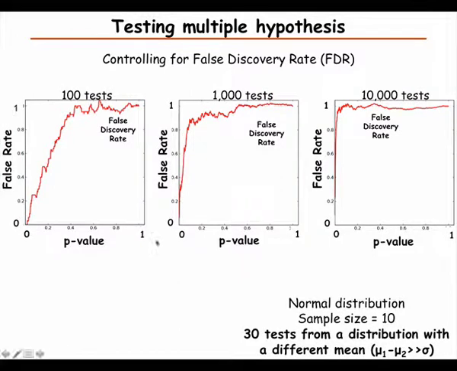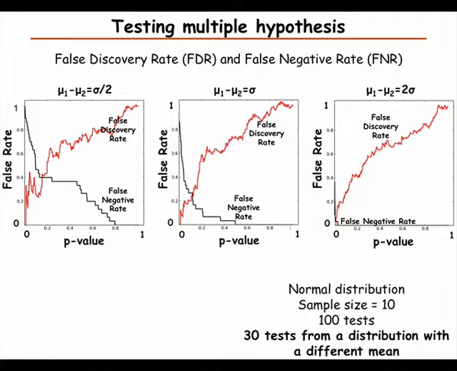Then we can, of course, plot this in a different way, just plotting what the false discovery rate is as a function of p-value. And as we go up, the false discovery rate goes up. And as we have many more tests, we get higher and higher false discovery rate, even at low p-values. We can also look at the false negative rate. So the false discovery rate will go up, and the false negative rate will decrease as we go up.